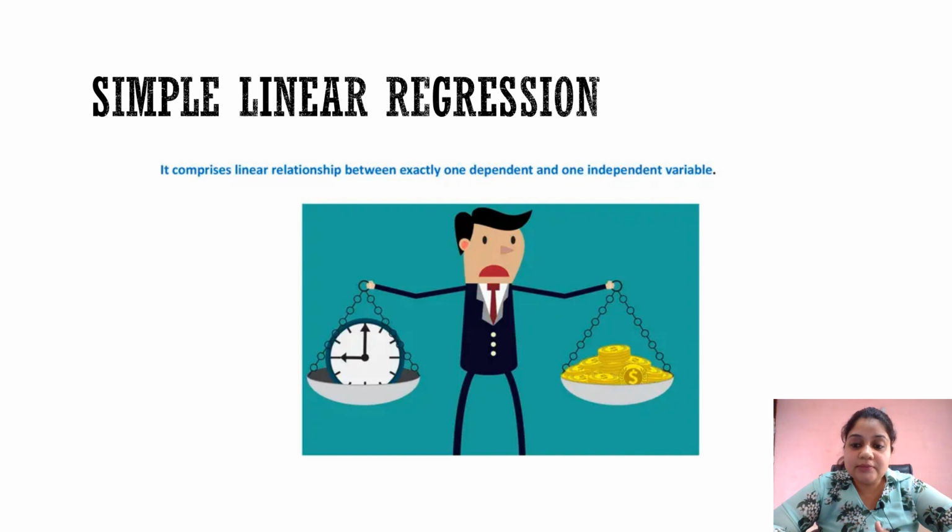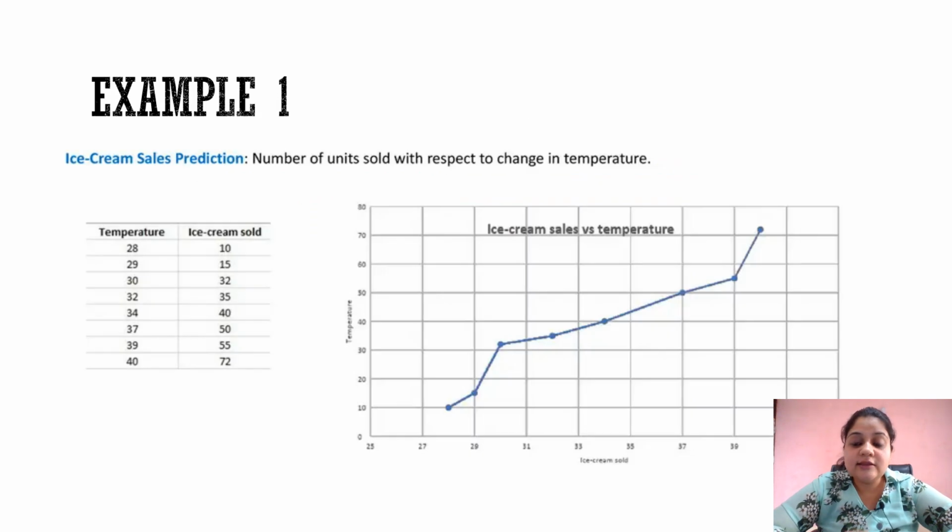Now let's see what is simple linear regression. As we have just discussed, it is the linear relationship between exactly one dependent variable and one independent variable. So let's see this with an example. Let's take an example of ice cream sales prediction. In this, we are predicting the number of units of ice cream sold with respect to the temperature.